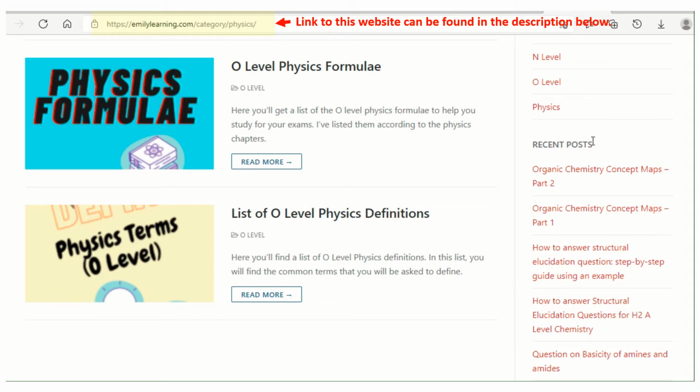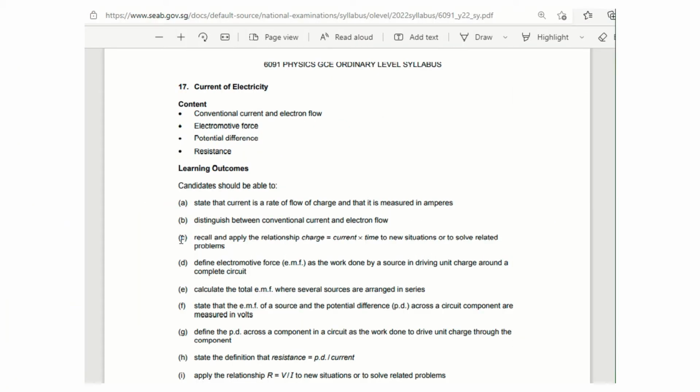Okay, so now let's go back to our topic. The best way to look at what is tested is by looking at the syllabus. So here we are at the O-level physics syllabus, and let's look at it to see what is tested in the topic on current electricity.